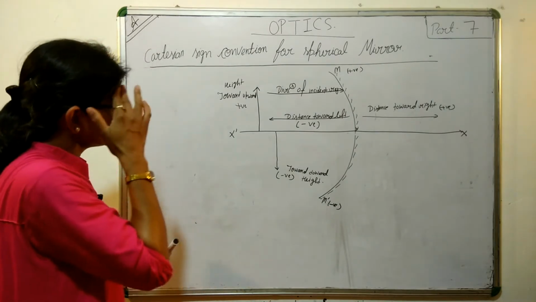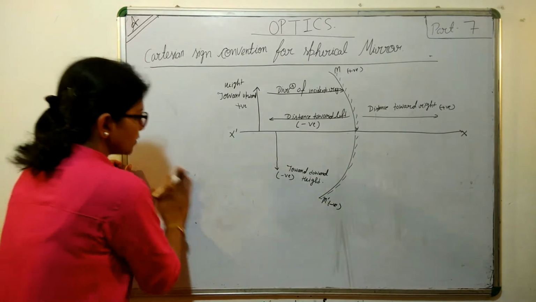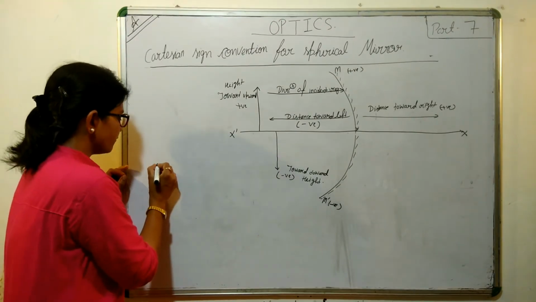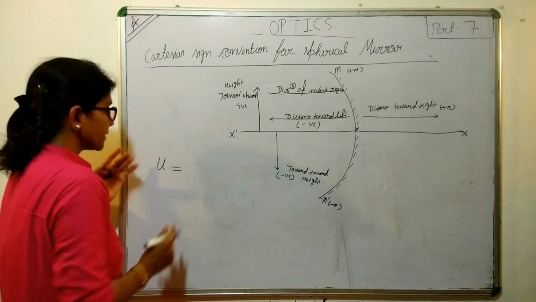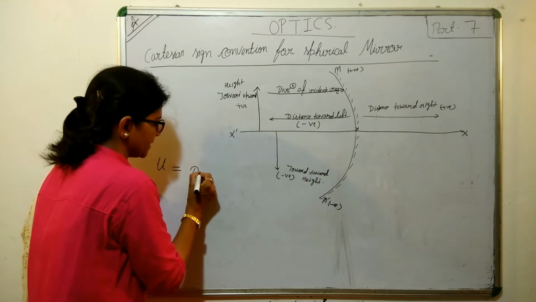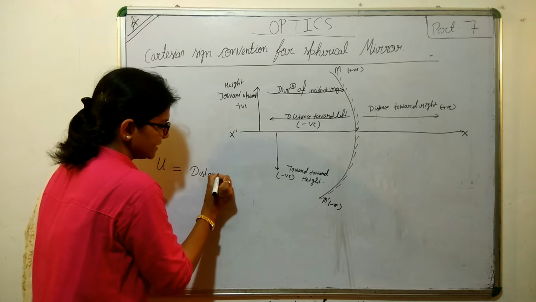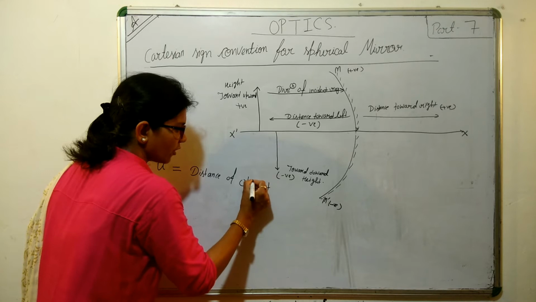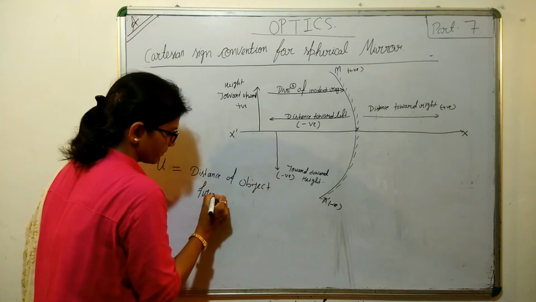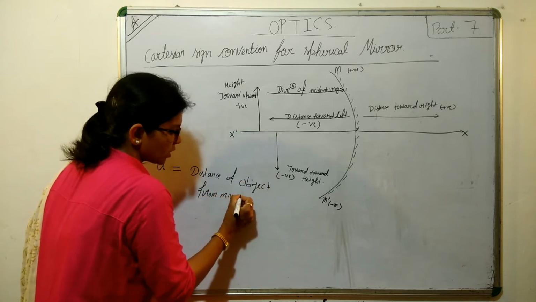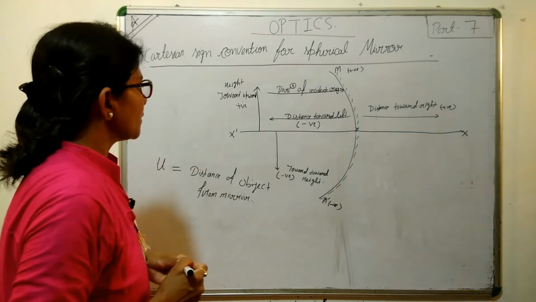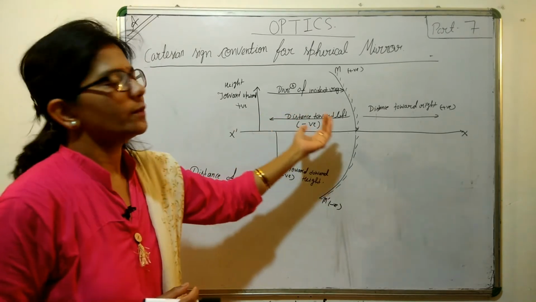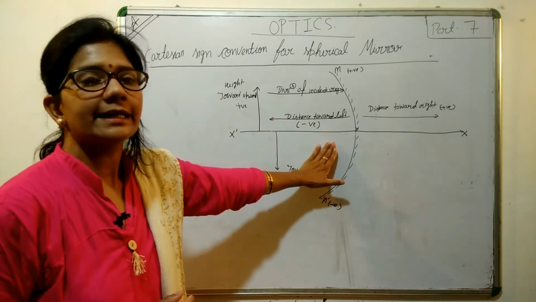Now there are so many things to solve numericals, many signs which we should know. First, it is u. What is this u? It is the distance of the object from the mirror. Now one thing you will get: the object is always placed toward this side, so u is always negative.